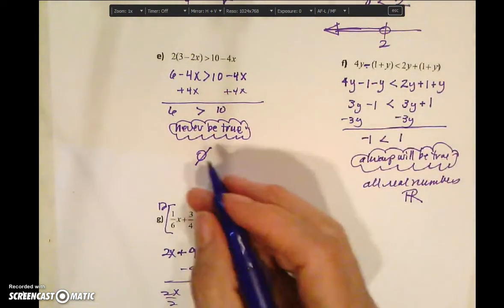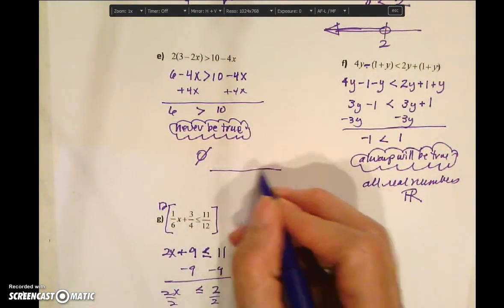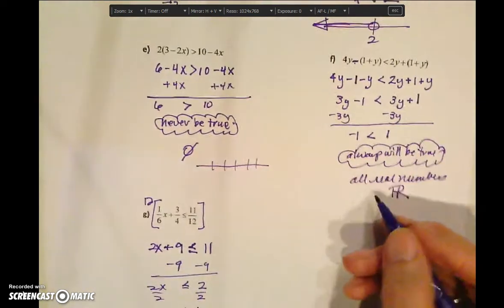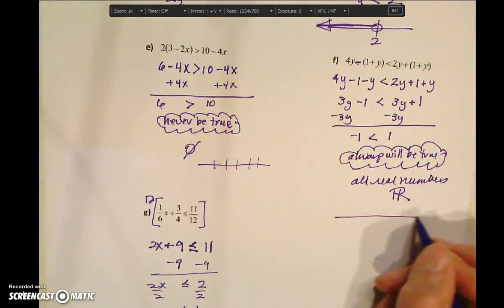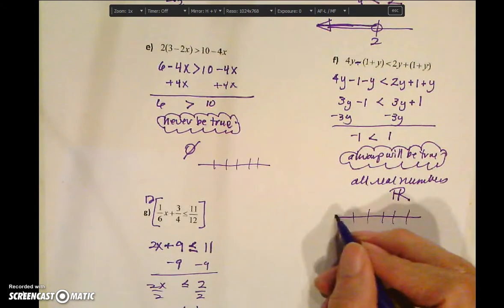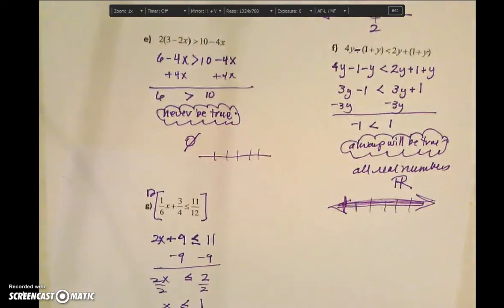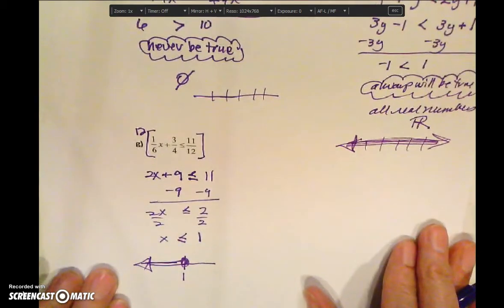If you had to draw a number line for this, it would just be an empty number line, you know, kind of, we'll just draw it like that, empty number line. And then, of course, this one, when it's all real numbers, you got your number line with everything colored in and arrows going both directions. And that is it.